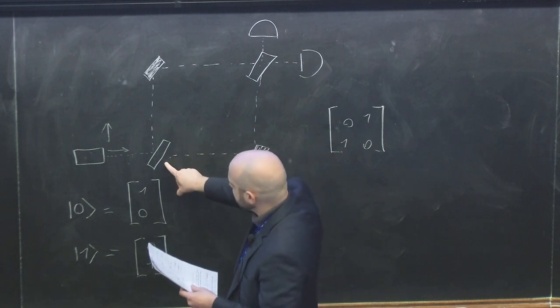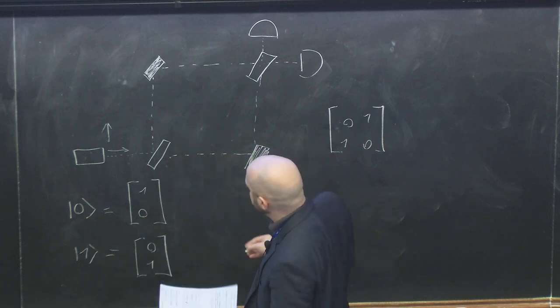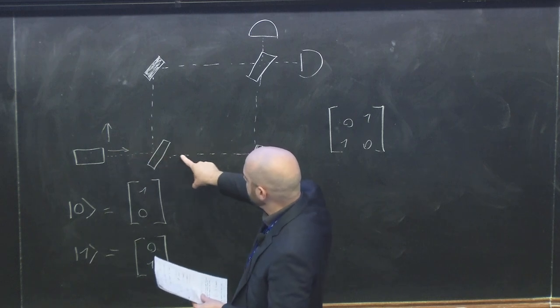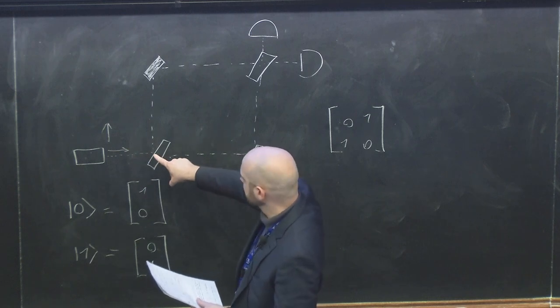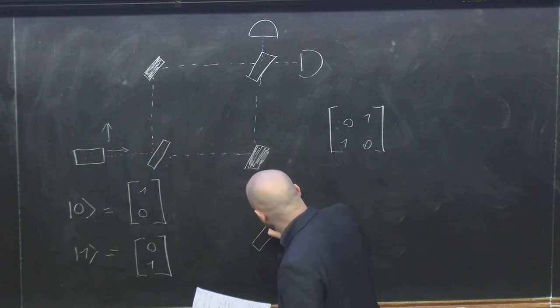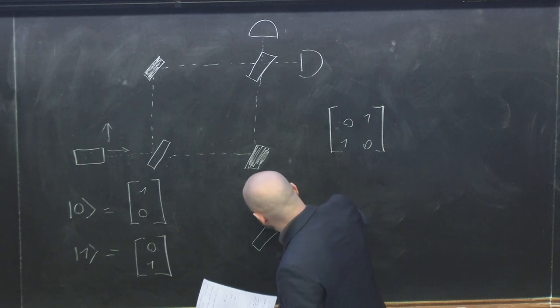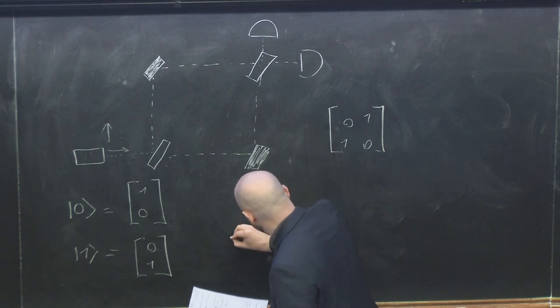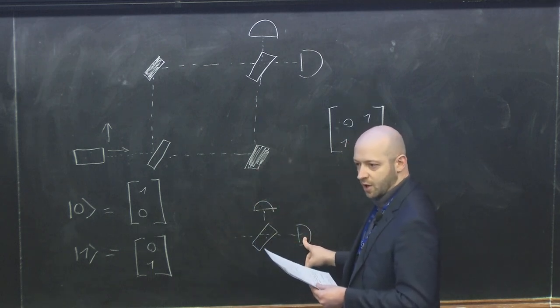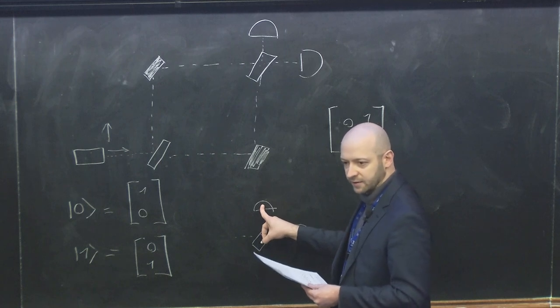This one here, instead, is a half-silvered mirror. What does that mean? It means that half of the times the photon will pass through, and half of the times it will be reflected. If I were to put something like this with detectors, photon detectors, and I shine the laser here, half of the times this detector would go off, and half of the time this detector would go off.